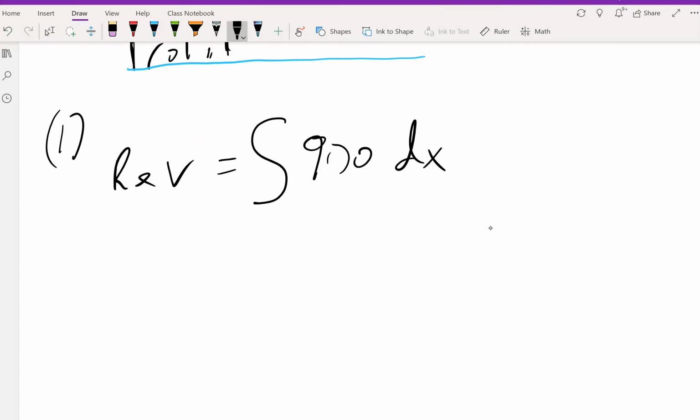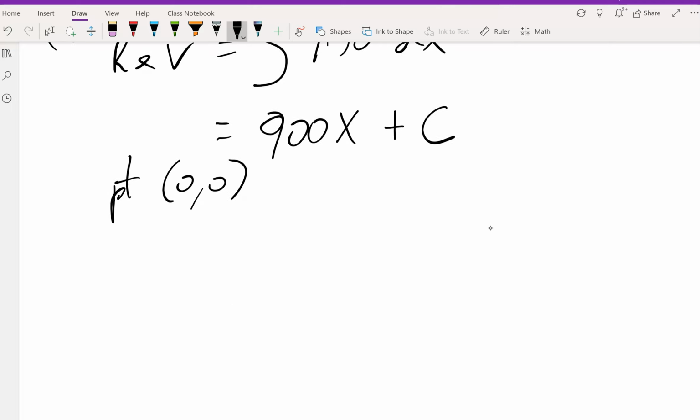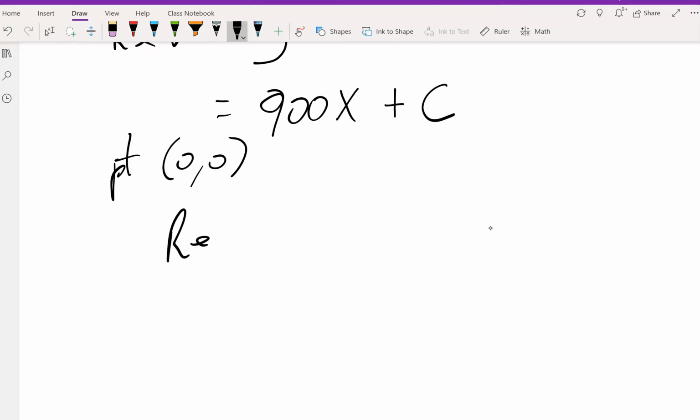So we integrate this, no big deal here. The integral of 900 is 900x, because that's the integration rule of a constant, plus C. We do know we get a point for free on the revenue function, and that's the point (0, 0). So when you plug in x to be 0 and it's equal to 0, that means C is 0 in this case. And so your revenue function is just good old 900x. So we've locked down one portion now.